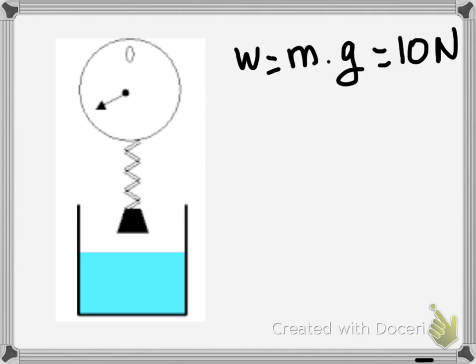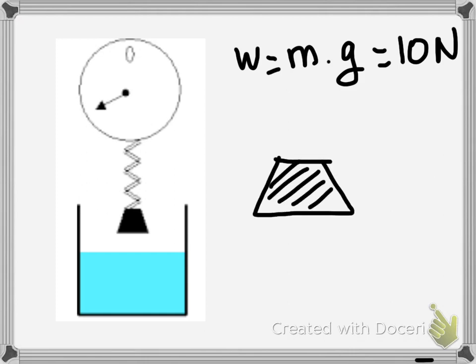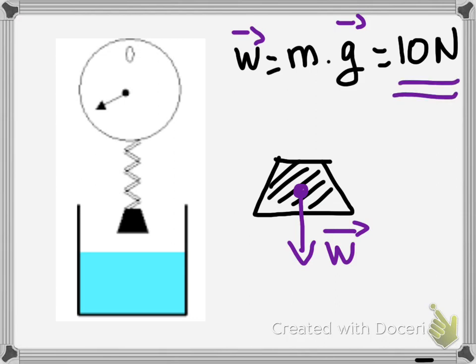So what force is happening here? I'm going to try to amplify this object. So this object is something like this, right? And we have only one force because this object is outside of the fluid. So we have only the force due to the weight, right? And this weight is the mass times gravity, and because we are using this dynamometer, it is 10 newtons.